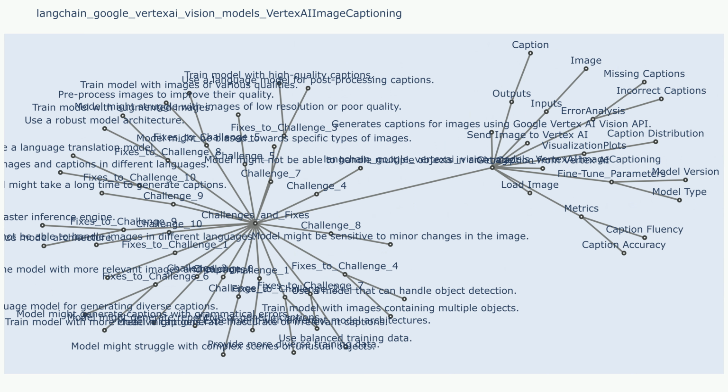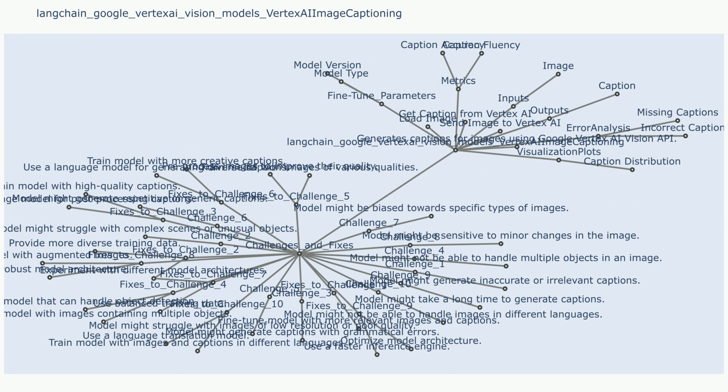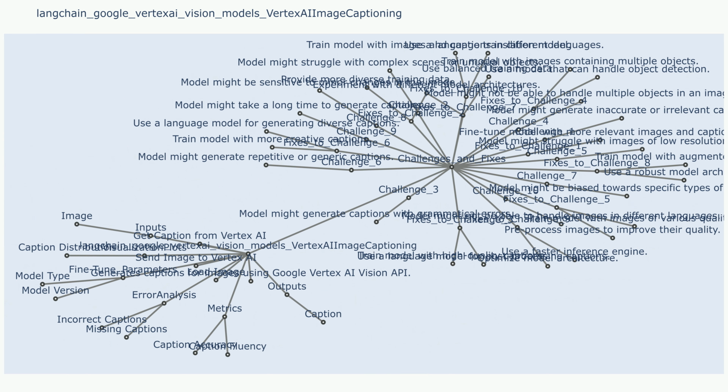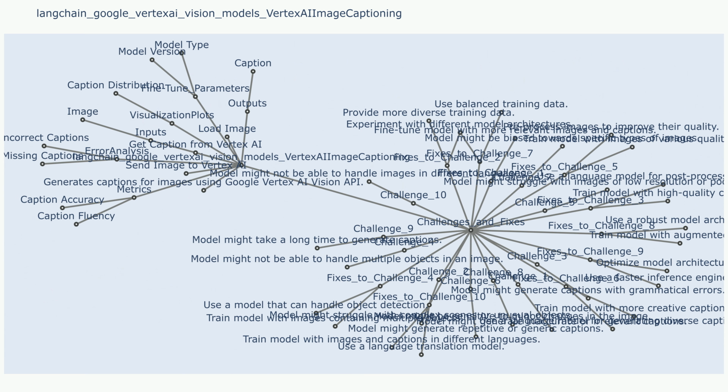Challenge 2. Domain specificity. The model may struggle to generate accurate captions for images with specialized content. Sample use case that resulted in challenge 2. A medical image of a brain scan resulted in a caption like "a picture of a brain." Fixes to challenge 2. Fine-tune the model on a data set of images from the specific domain. Use prompt engineering to provide context and keywords related to the domain.